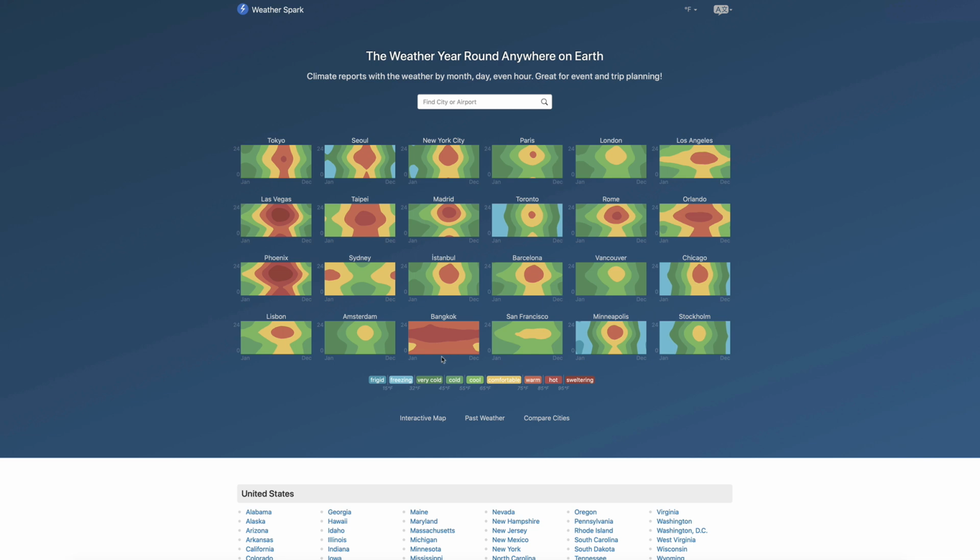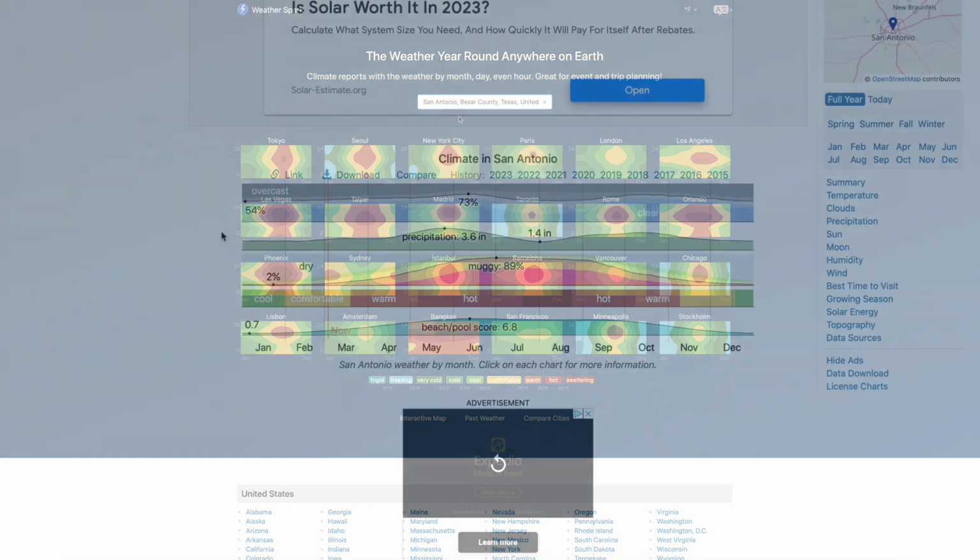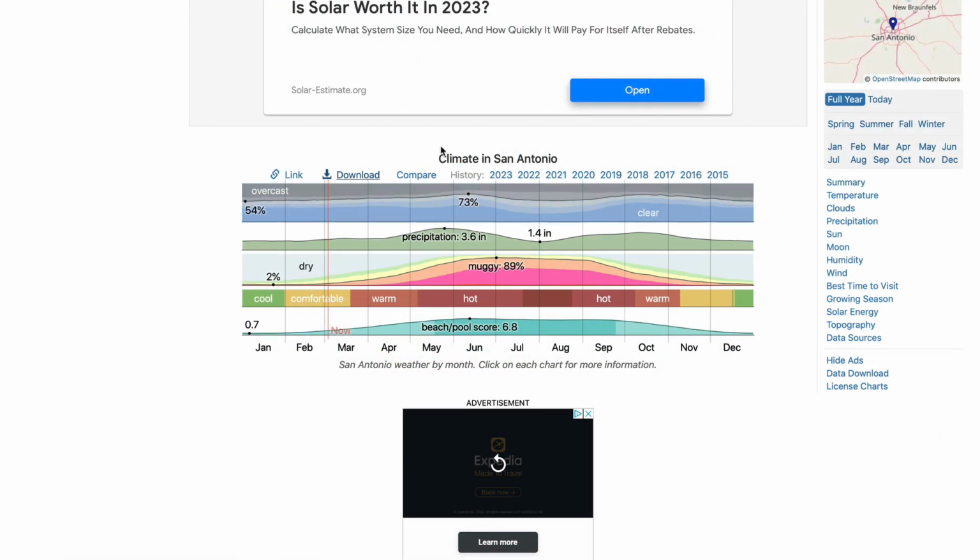And you probably don't know what you're looking at just yet, but let's find San Antonio here. San Antonio, we have 8B and 9A temperatures. So there's an enormous amount of data that this website can give you for any given city. For example, here for San Antonio, there's four data points.